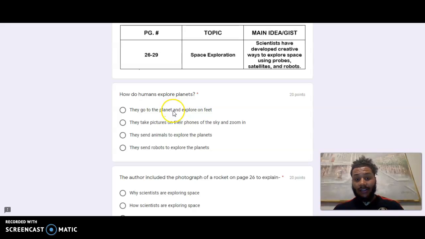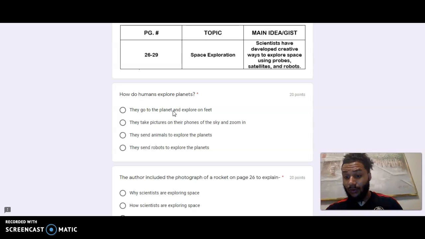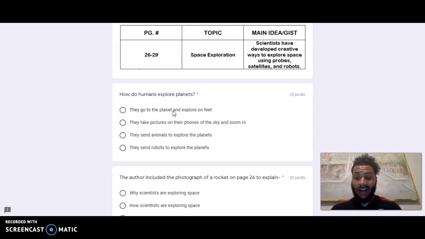Humans exploring planets. Do they go to the planets and explore on foot? Well, most of the planets, if not almost all of them, humans are not able to go there because there's not oxygen. There's nothing for them to breathe. So it would be almost impossible without a spacesuit to go to a lot of these planets. On top of the fact that a lot of them are way too hot, like the rock planets like Earth and Mars, they would be too hot, right, to go to Mars because it's so close to the sun. So it can't be that one.